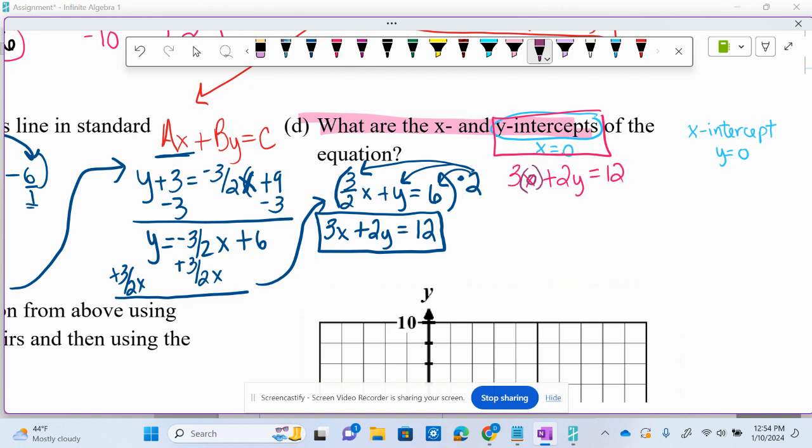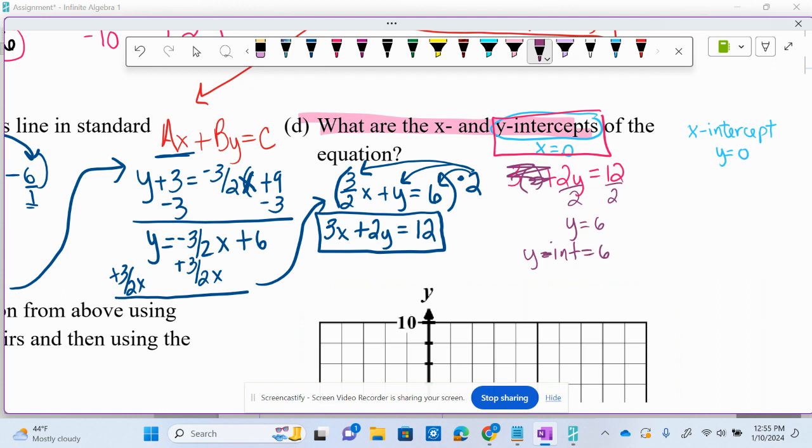What is 3 times 0? So I actually cover this whole thing up. I just don't even look at it. What equation do I have? 2y equals 12. Divide both sides by 2. Y equals 6. Meaning my y-intercept is 6.